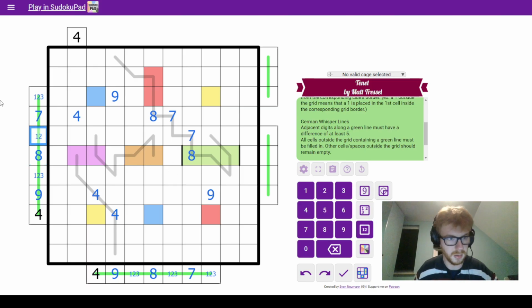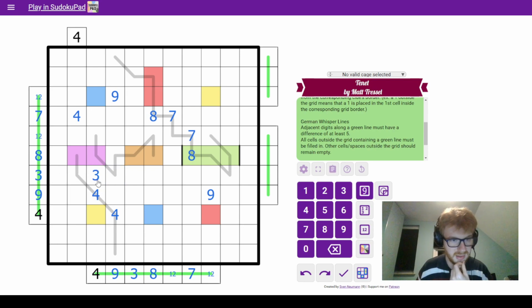So the 3 cannot go there or there, so the 3 is there. And that can both not be 3s. What an interesting interaction. 1, 2, 3, that's a 3. And 1, 2, 3, that's a 3. But we know basically nothing more now, right?